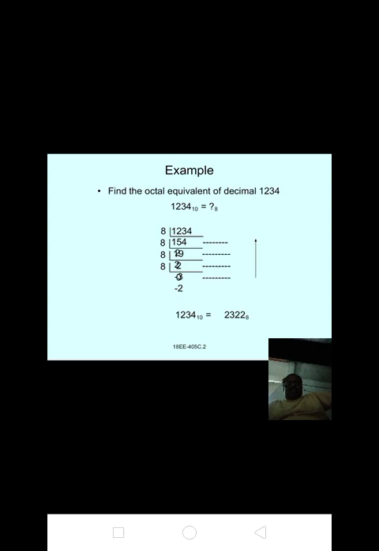Next, 8 2s are 16, 8 1s are 8, 8 9s are 72. 2 is the remainder. Quotient is 19. 8 2s are 16. We get the remainder 3. 8 0s are 0. We get the remainder 2. 1234 base 10 equals 2322 base 8. Here we are taking the values from bottom to top.